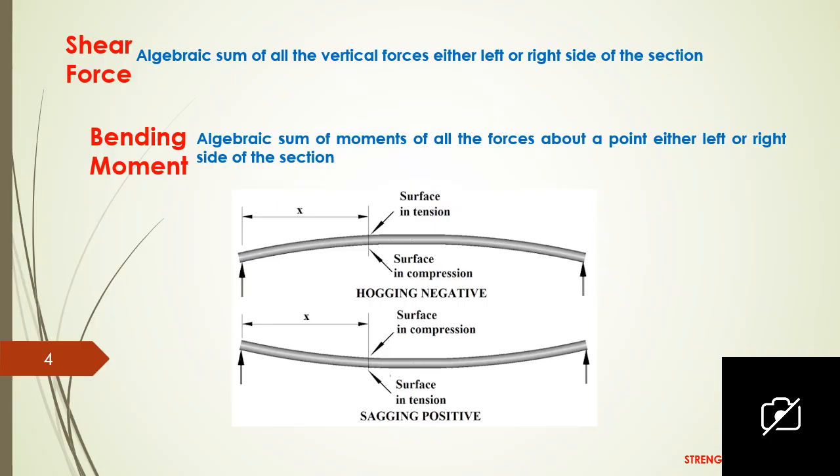And also you must know what is meant by hogging bending moment and what is meant by sagging bending moment. This is also very, very important from a design point of view. You can see in this picture. The first one is hogging bending moment. The bottom of the beam feels compression and the top of the beam is in tension. And the next one is sagging bending moment. The bottom experiences tension and the top surface experiences compression.